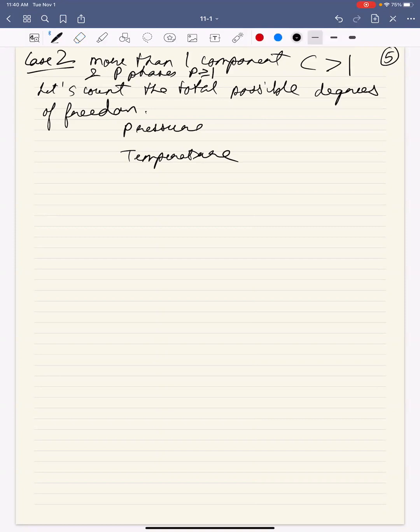Go ahead. Number of phases by number of components. Let's start together. Let's work carefully. So let's say we have component number 1, x1. So mole fraction of component number 1, mole fraction of component number 2, mole fraction of component number 3, till mole fraction of component number C, right?